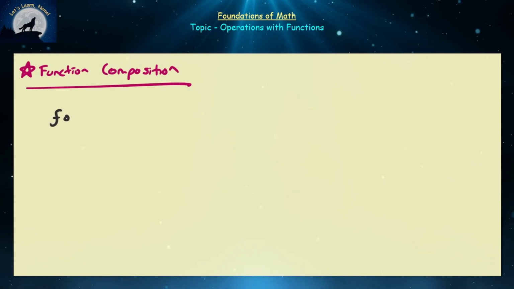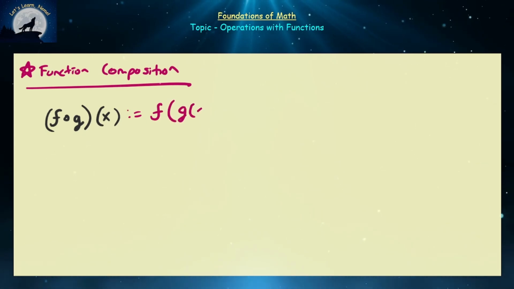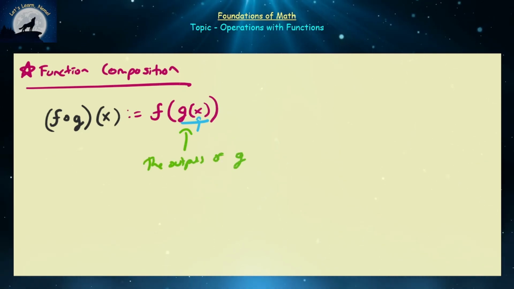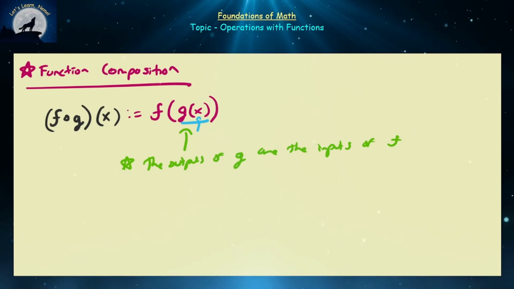The most common one of them all is f circle g of x. So this is defined to be equal to f of g of x. Keep in mind, x is the input of g, and g is the input of f. So all of the range elements of g are the domain values of f, provided it exists. Let's write that down because that's a very important thing: the outputs of g are the inputs of f. Very, very important.